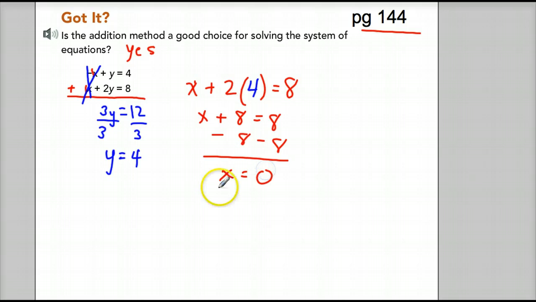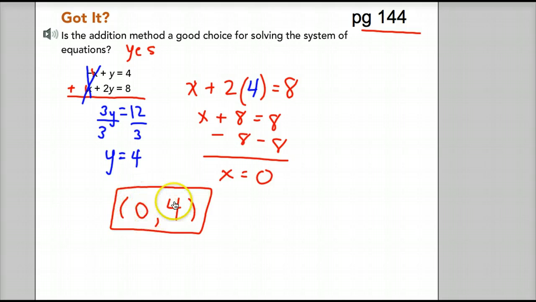equals 0. So now that we've gotten our first variable and our second variable, we can write our solution in an ordered pair. So 0 goes here because remember x goes first, 4 goes there because y goes second.